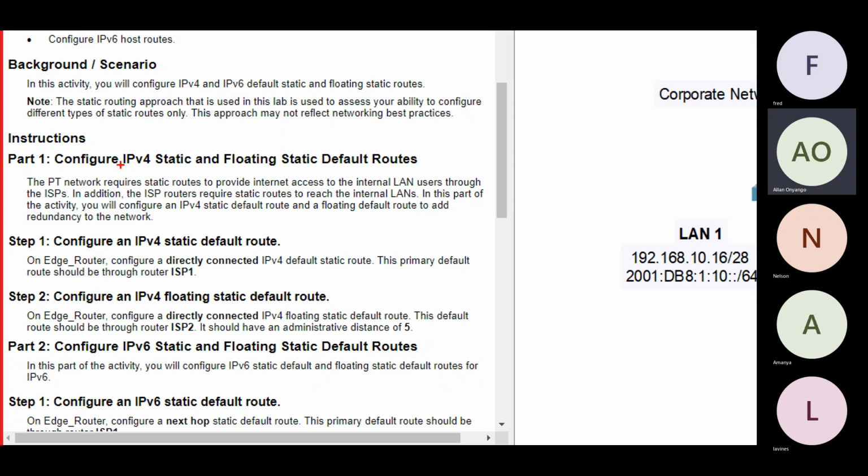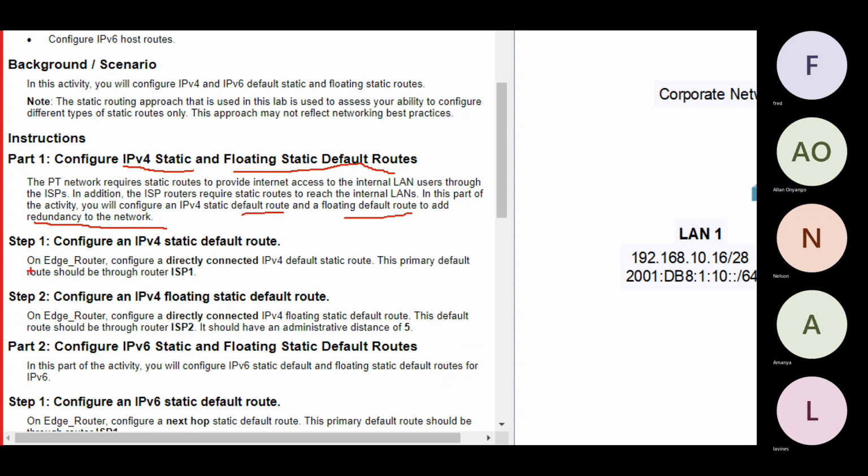We're told that we're going to configure IPv4 static and floating static default routes. This PT network requires static routes to provide internet access to internal LAN users through the ISPs. In addition, the ISP routers require static routes to reach the internal LANs. In this part of the activity, you'll configure an IPv4 static default route and a floating default route to add redundancy to the network. That's important for backup. So the first task is this one.